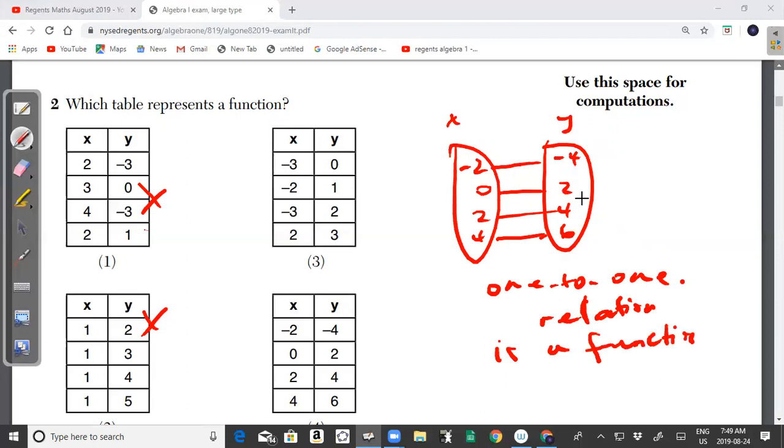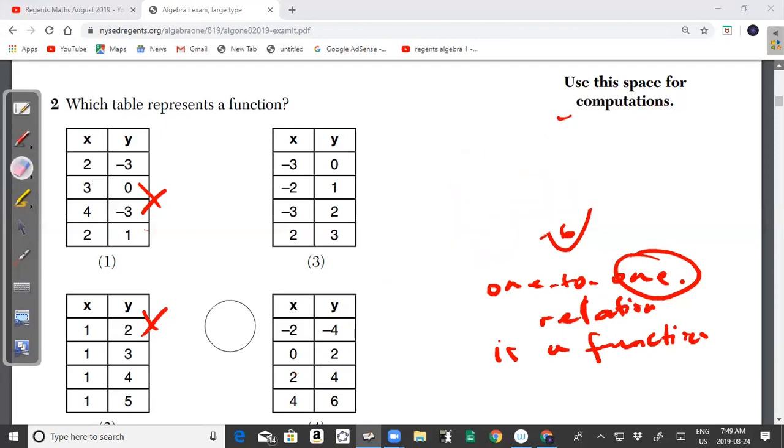All right, because you have one output regardless of what the input is. That's why it is a function. So the answer for question two is choice four. Okay, so let's move on to question number three.